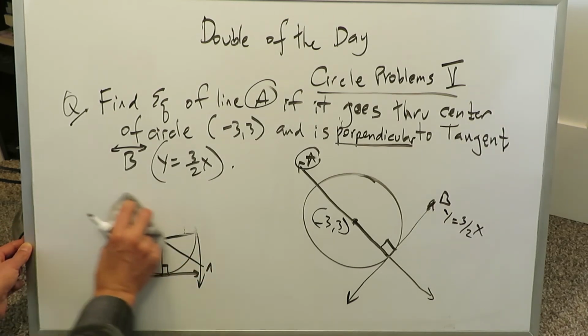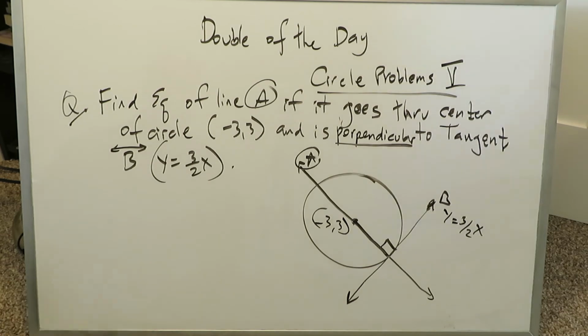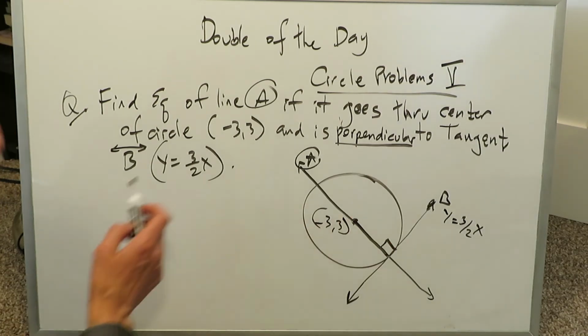A line which is tangent to a circle, when connected by the radius, that tangent line and the radius are at a relationship of 90 degrees.